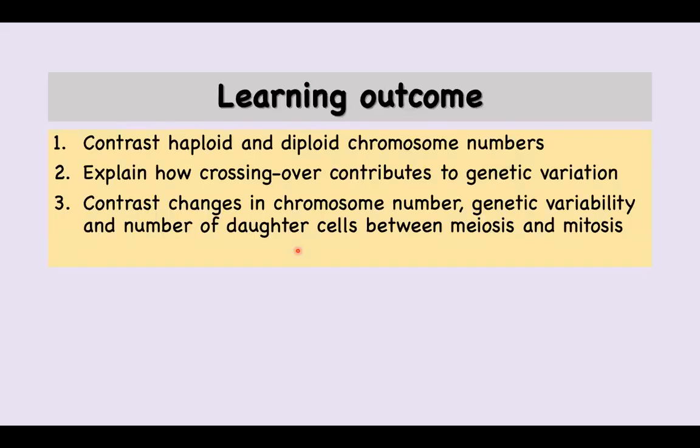Okay. So learning outcome. You have to know by the end of this lecture, you kena tahu how to contrast haploid and diploid chromosome number. Explain how crossing over contributes to genetic variation. Apa beza meiosis ni dengan mitosis? Mitosis tak ada crossing over. Meiosis ada crossing over, and why? You have to know that. And then contrast the changes in chromosome number, genetic variability, and number of daughter cells between meiosis and mitosis.